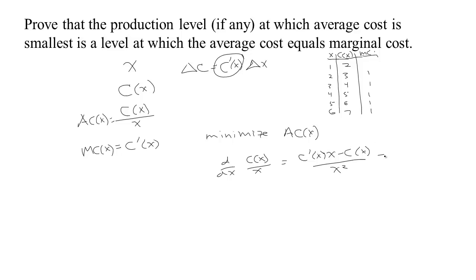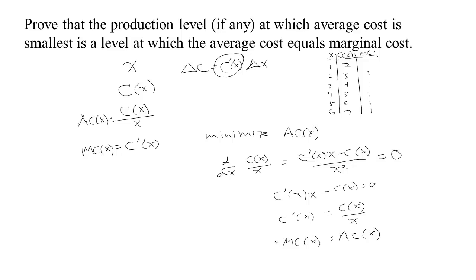We want to figure out where's the critical point. So the only way this fraction could be 0 is if the numerator is 0, which would mean that c prime of x minus c of x has to equal 0. And if we rewrite this, we could move the c of x over and divide by x. And what we have here is the derivative cost, that's the marginal cost. And on this side we have the cost divided by the number of items, that's the average cost.